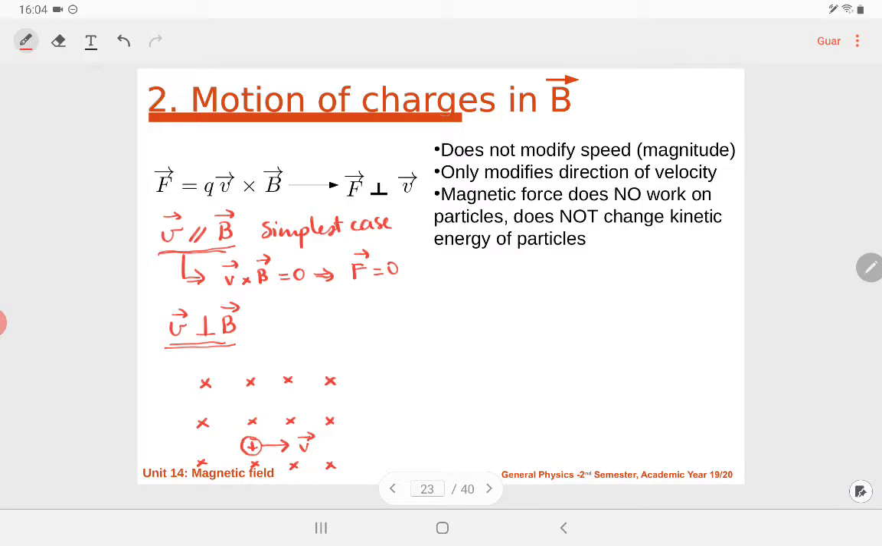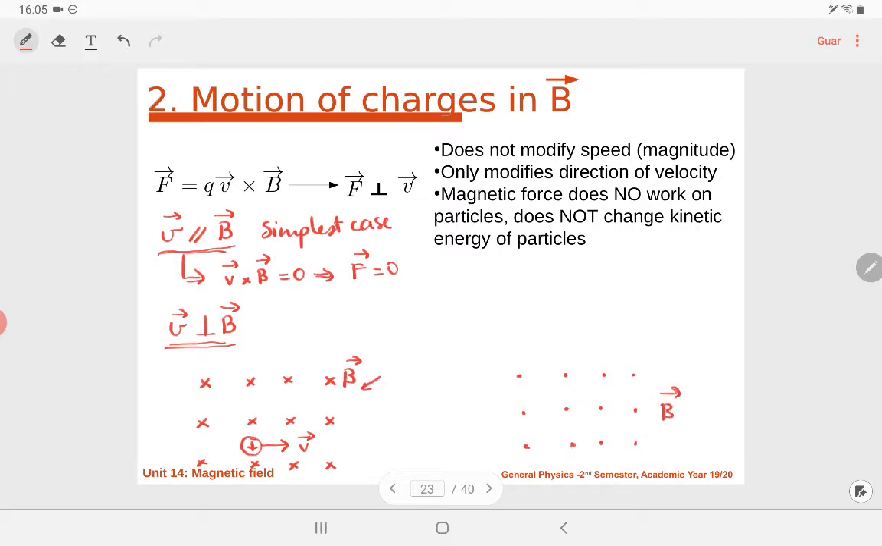with the same spacing between them. When I plot an x, it means that the magnetic field is going through the screen, into the screen. If I had plotted points, that would be a magnetic field going out of the screen. But we are in the first case.